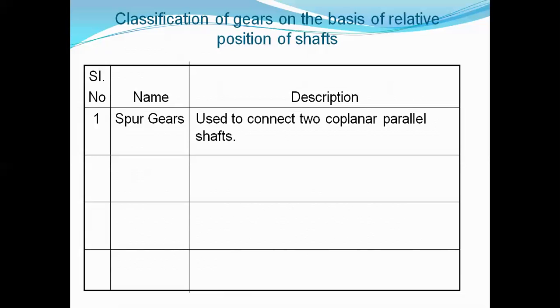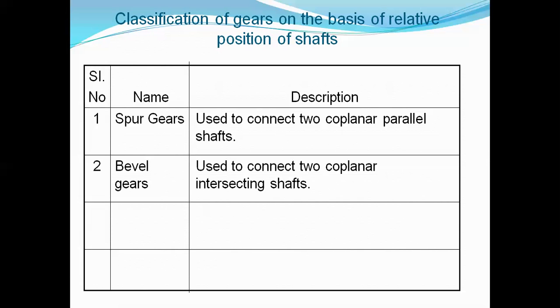So these are very important interview questions. What are the types of gears? And you have to explain each gear by mentioning its name with a description. The spur gears are used to connect two coplanar parallel shafts, which can be observed in our next slide with the diagram. The shafts are in the same plane.